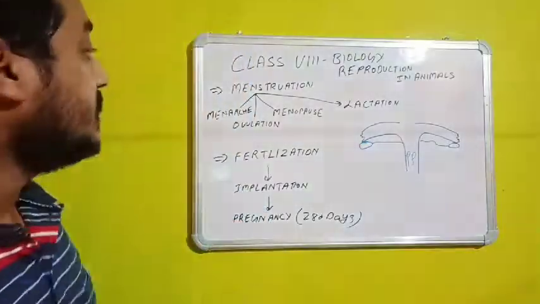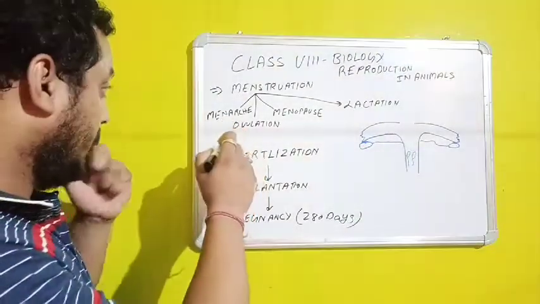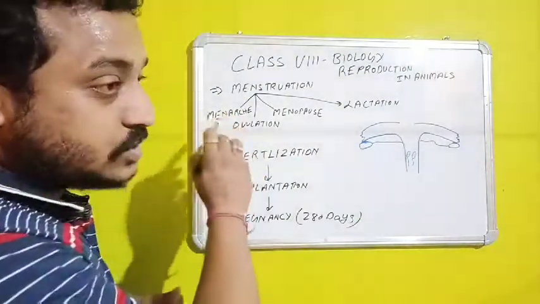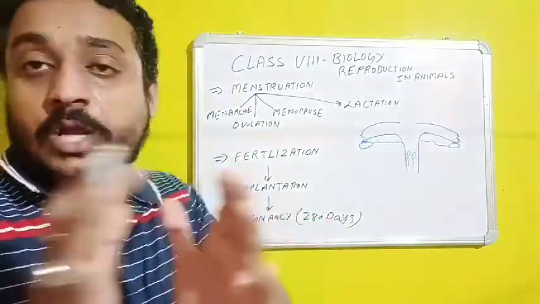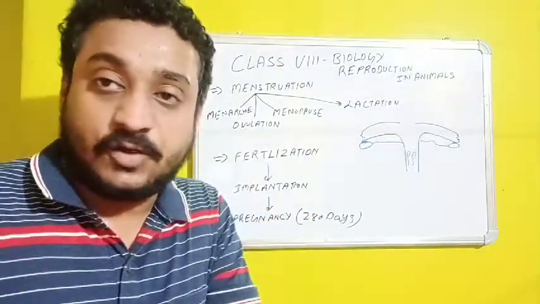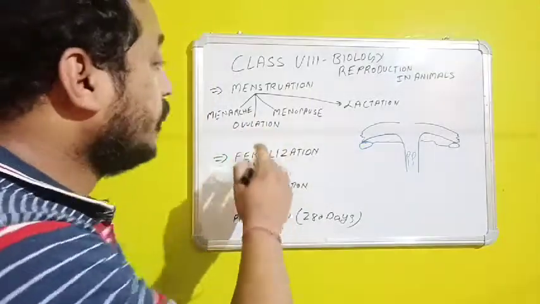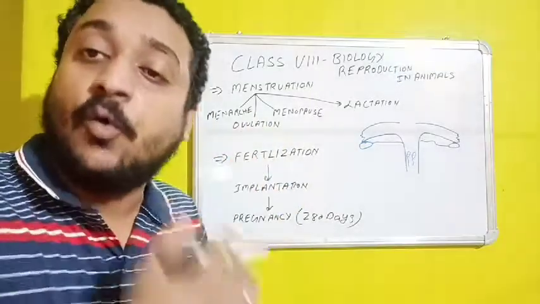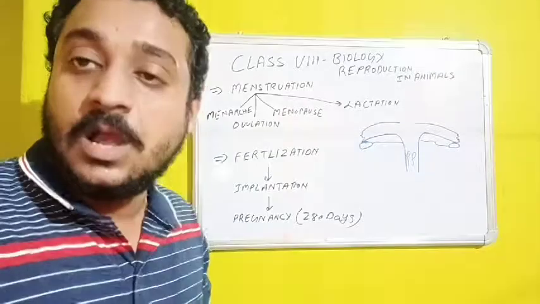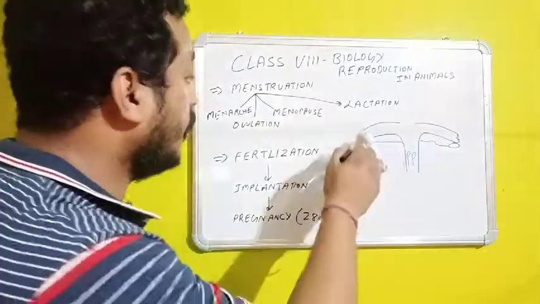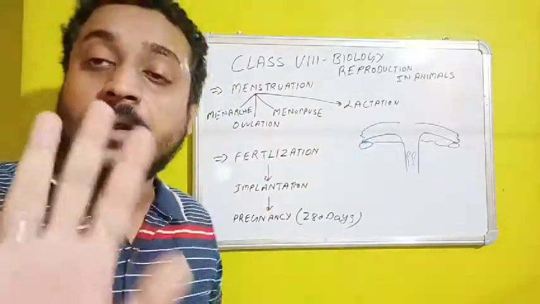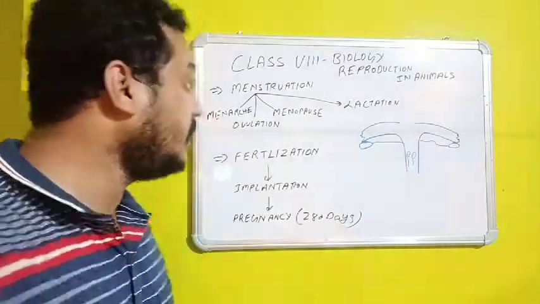So what happens? Menarche is the first occurrence of the menstrual cycle at the time of puberty, during the age of 11 years to 14 or 15 years. Then ovulation means formation or releasing of the ovum from the ovary. Menopause is the permanent stoppage of the menstrual cycle.